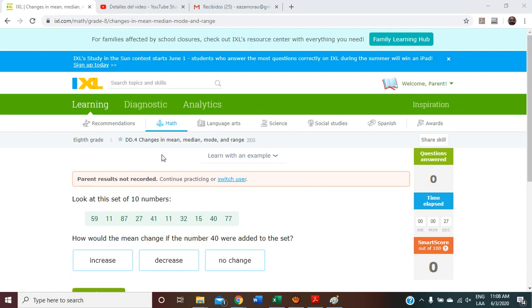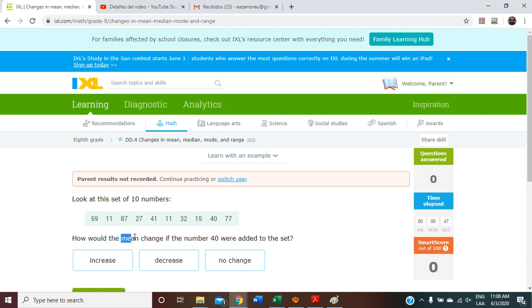8.DD.4, changes in mean, median, mode, and range. So now we are going to imagine that if we change one of the numbers in a set of numbers, what's going to happen? Okay, so we have this set of 10 numbers right here.